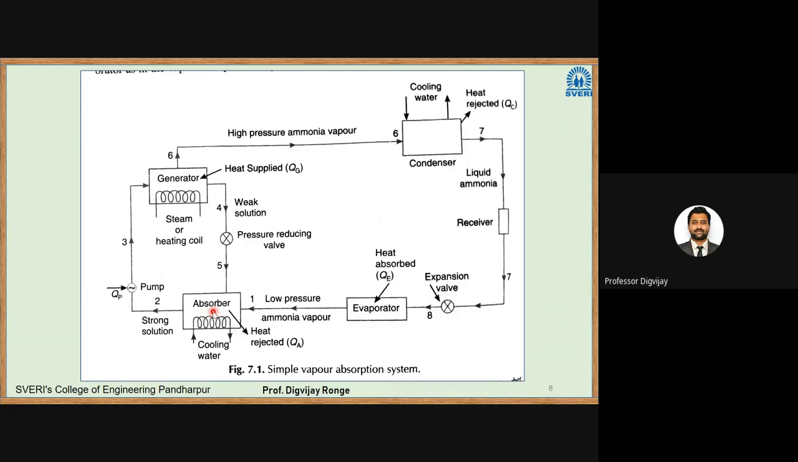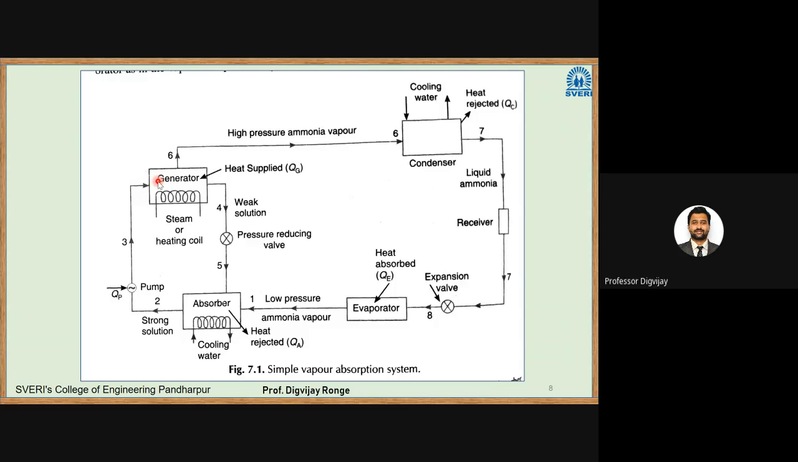Next comes out a strong solution. Whenever ammonia and water are mixed together and the concentration of water is more, we call it a strong solution. This strong solution of ammonia and water is in general also called aqua ammonia. It is passed to the pump. Now we are at the pump. The pump will increase the pressure of this mixture, and this high pressure aqua ammonia mixture will pass to the generator.